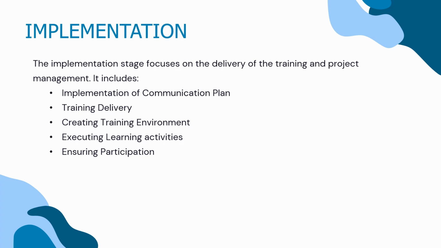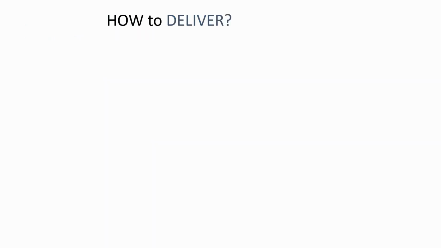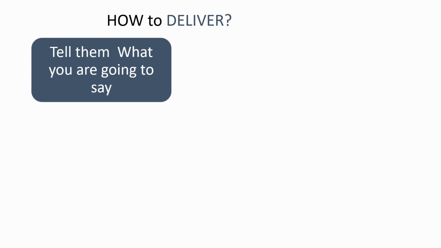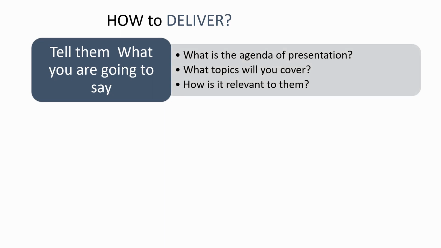The implementation stage focuses on the delivery of the training and project management. It includes implementation of communication plan, training delivery, creating training environment, executing learning activities, ensuring participation. While delivering, always follow this 3-step principle. Tell them what you are going to say. What is the agenda of presentation?